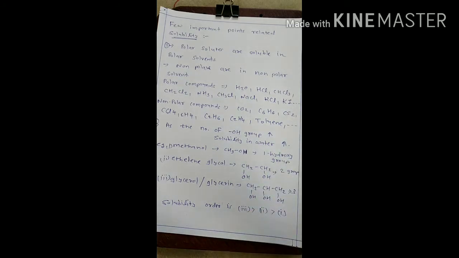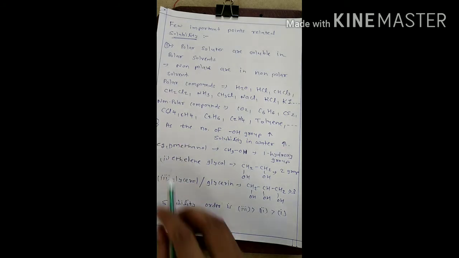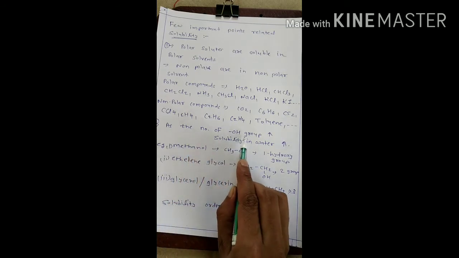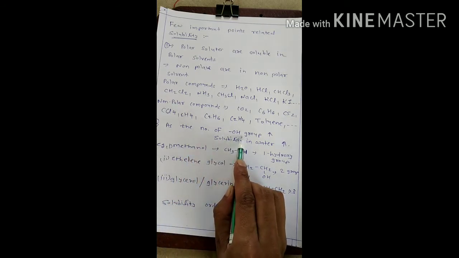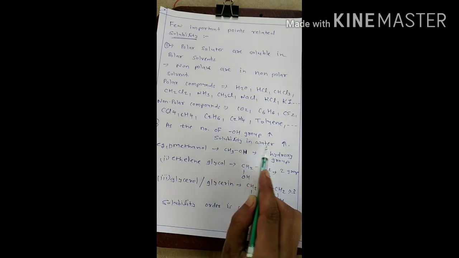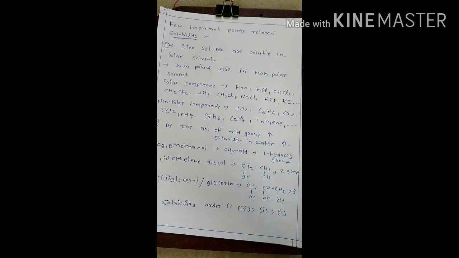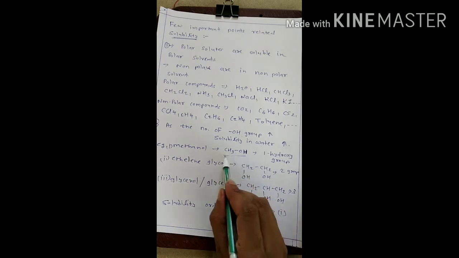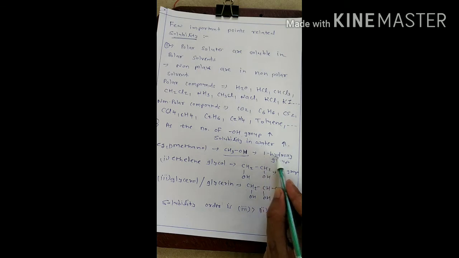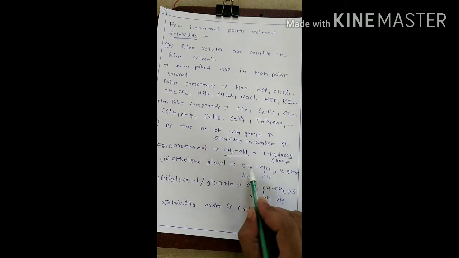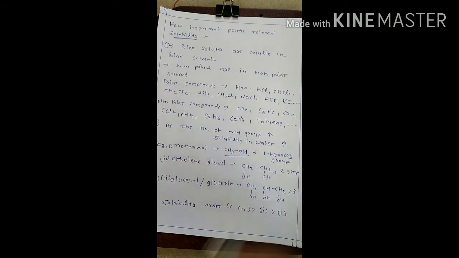So this was the first point. Now the second point regarding solubility is, as the number of OH groups, that is hydroxyl or alcohol groups, increases, the solubility in water of that compound increases. Suppose I am taking the example of methanol. The formula of methanol is CH3OH. It has only one hydroxy group in it. Then the second one is ethylene glycol, CH2OH, CH2OH. It has two hydroxy groups in it.